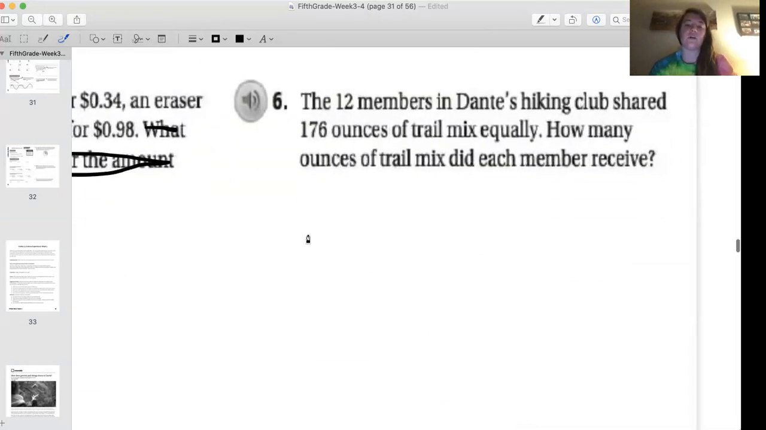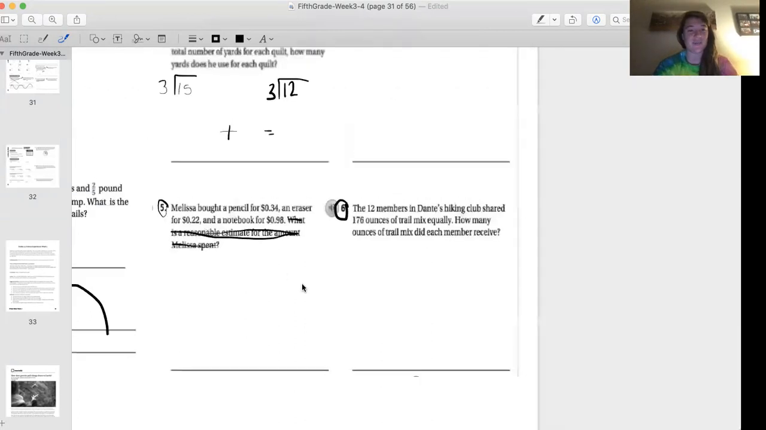And then the last one, the 12 members in Dante's hiking club shared 176 ounces of trail mix equally. How many ounces of trail mix did each member receive? So again, you've got lots of division going on today, okay? And that's all you have to do for math, because your other assignments are a little bit longer today.